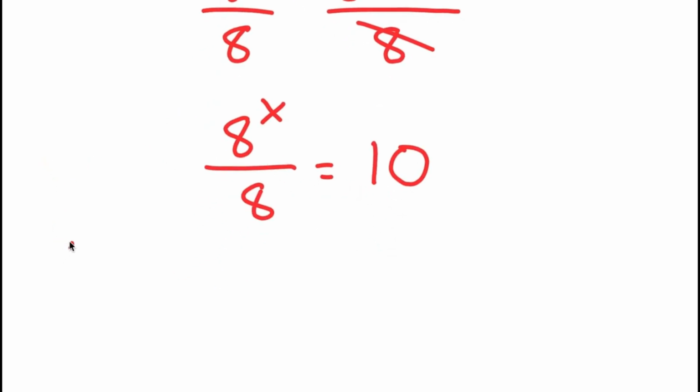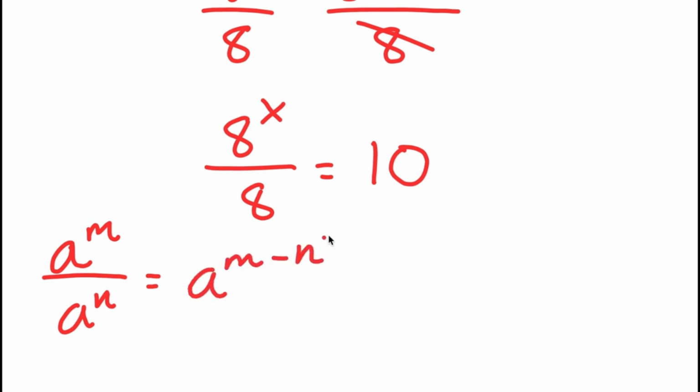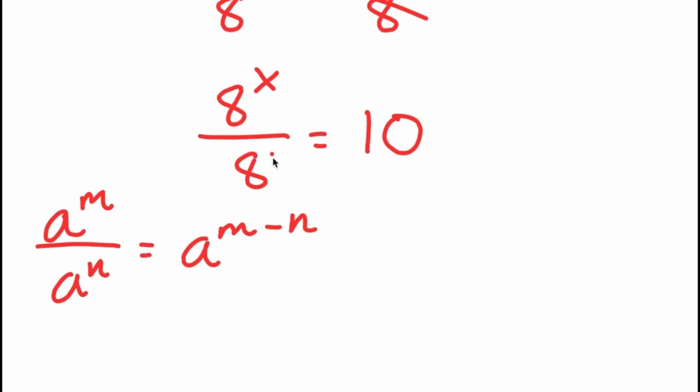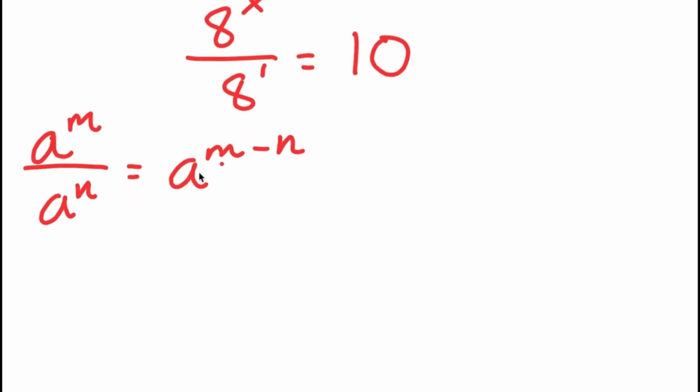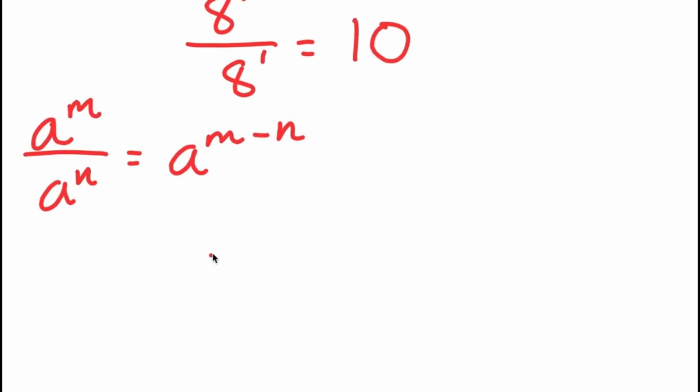Now, if I have something in the form a to the power of m over a to the power of n, this is equal to a to the power of m minus n. So a to the power of x over 8, well, 8 is the same thing as a to the power of 1. And a to the power of x over a to the power of 1, by using this property, is going to equal a to the power of x minus 1. And this is equal to 10.